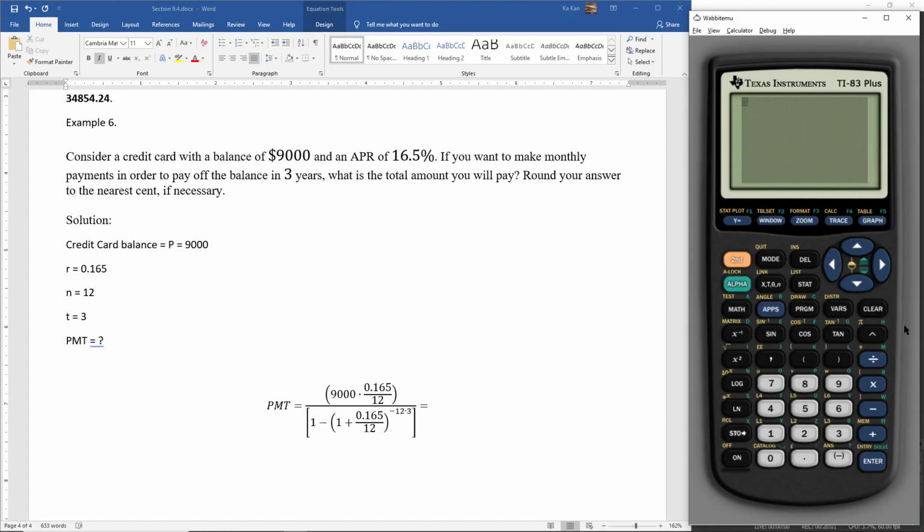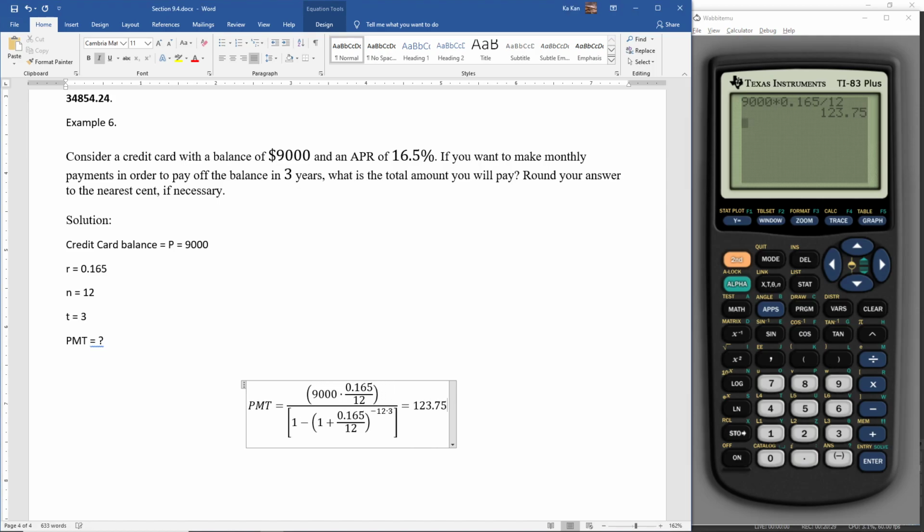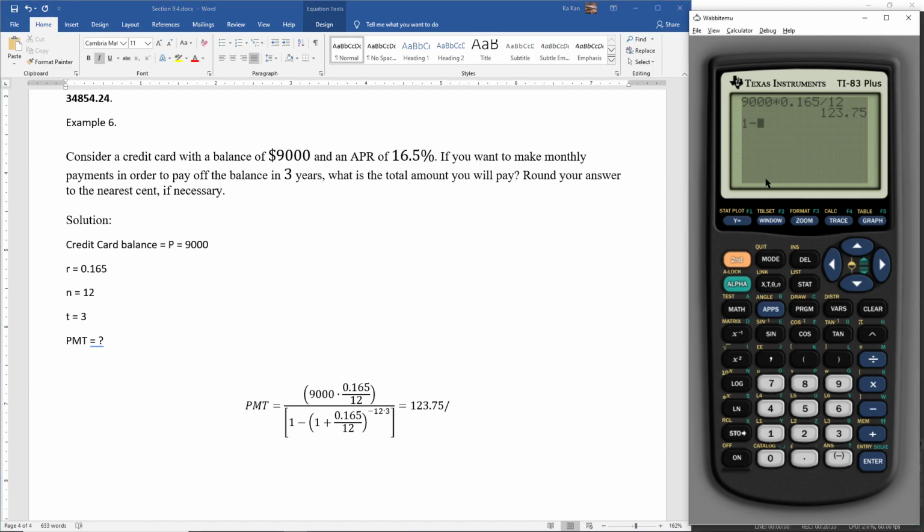Some of you guys might be using a TI-83. And if you don't have a TI-83, you can always use some online calculator like Wolfram Alpha, the one that I showed you. Or you can use a good old-fashioned calculator that will work. So let's see. I'm going to do the numerator first. 9,000 times 0.165 divided by 12. So I get 123.75.